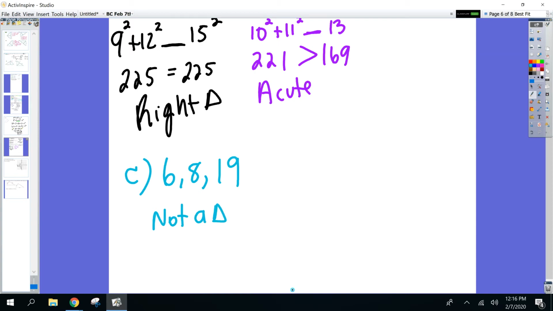Watch out for that. I'm doing that because it will occur tonight on homework. I know that for a fact. So watch out. You got to make sure it fits into sum of two sides bigger than the third. All right, good.